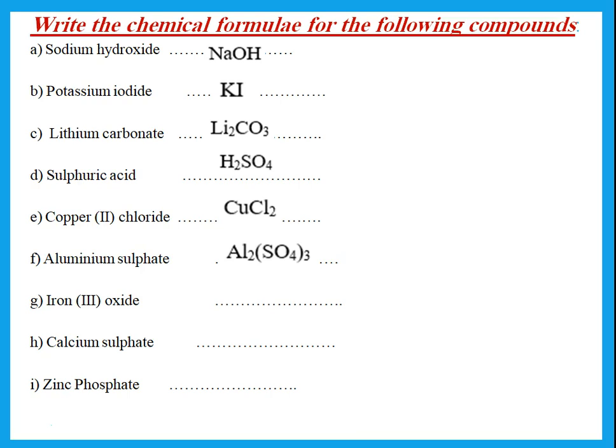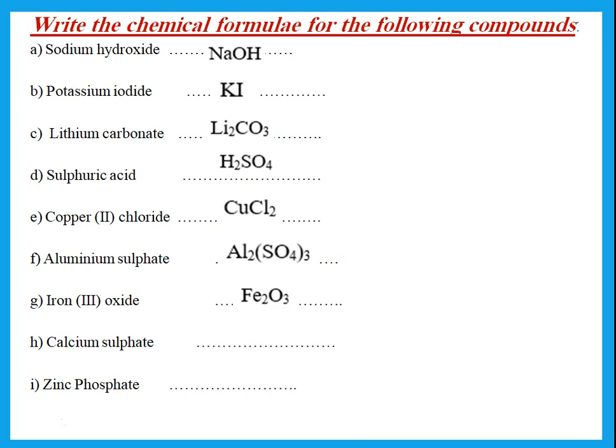Iron is Fe, oxygen is O. Oxide is the same as oxygen. Chloride is the same as chlorine. So, the valency of iron is 3, so I put the 3 under the oxygen. And the valency of oxygen is 2, so I put it under the iron.